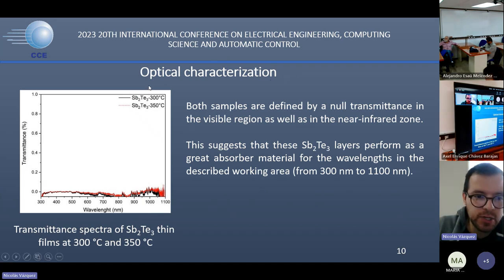When it comes to the optical characterization, we have the transmittance spectra of these two thin films. We can clearly say that these two films act as well absorbent layers in a working region from 300 nanometers to 1100 nanometers. This optical characterization tells us that this material can be used in a solar cell because it can absorb the wavelengths that the cadmium telluride layer cannot absorb.